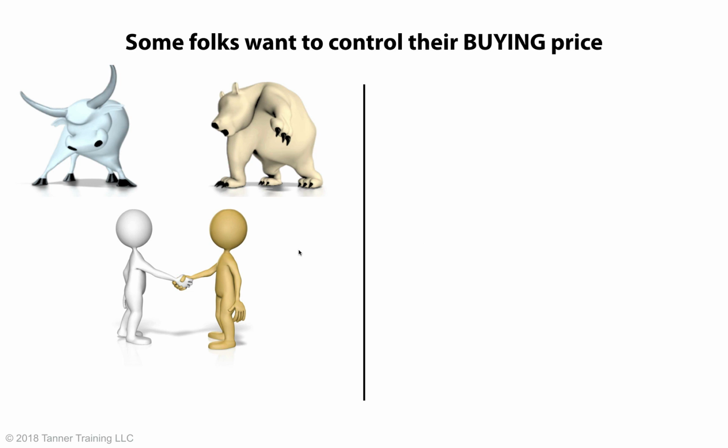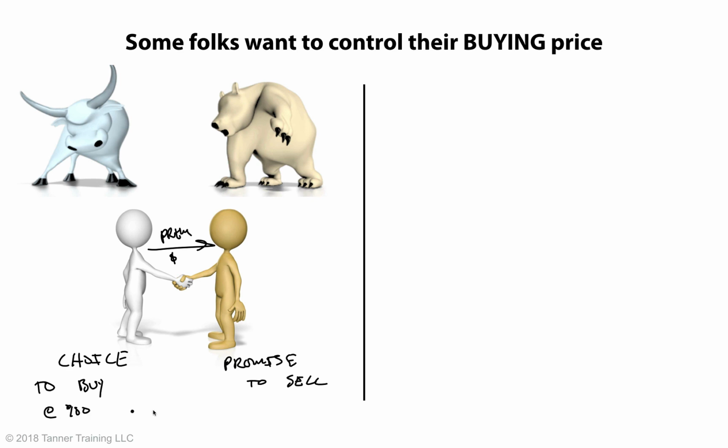So that's called a call option. When this person has the choice, right? When he pays this $5, this premium, or whatever it is, he now has the choice to buy. And this person has made a promise to sell at an agreed price. In this case, it was at $100, and that's a match made in heaven.